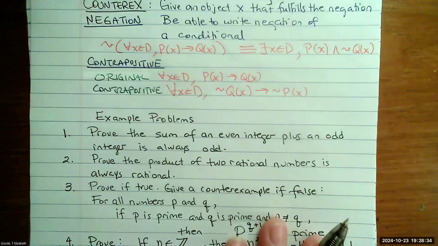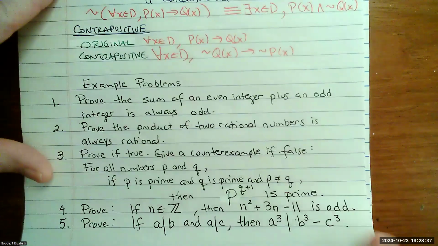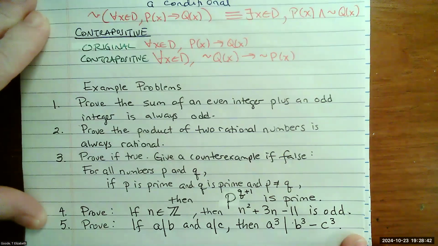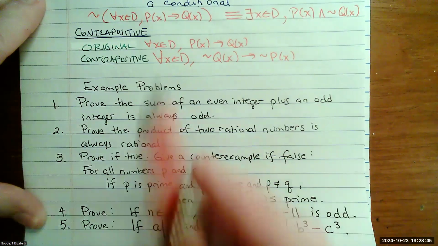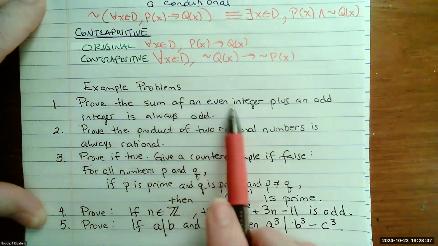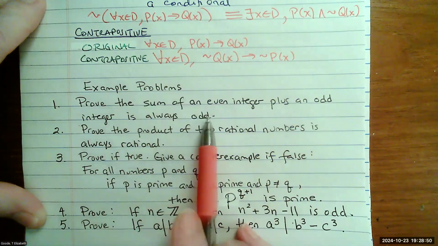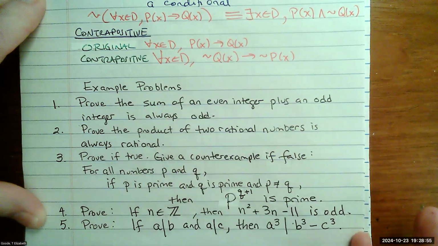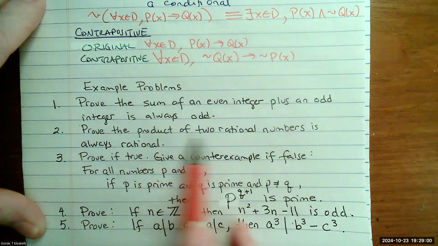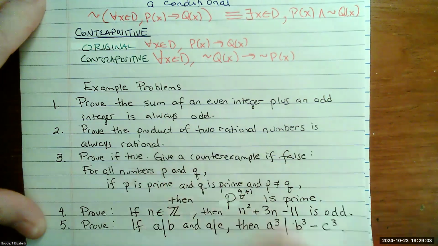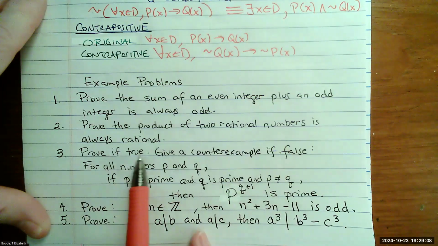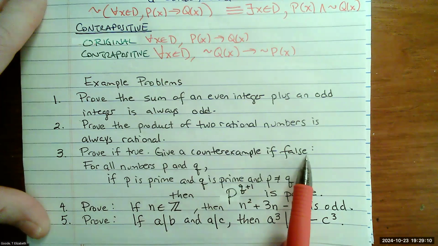So here are some example problems, and they look a lot like special homework problems. It's not an exhaustive list, right? But it's a pretty darn good start. Prove the sum of an even integer plus an odd integer is always odd. Believe it or not, that's not a proof by cases. You can just use the definition of even and odd, and it'll work out in one case. Prove the product of two rational numbers is always rational. So that's the definition of rational. Prove if true, give a counterexample if false.